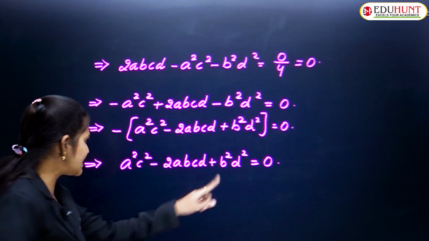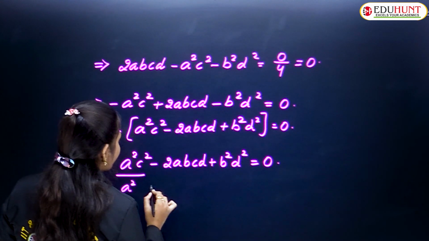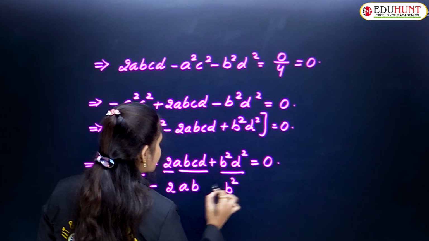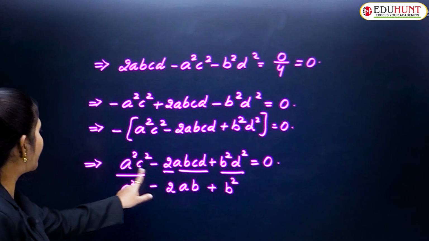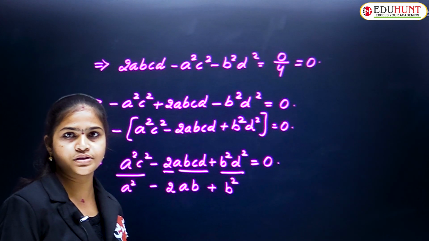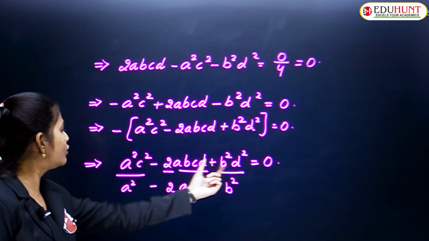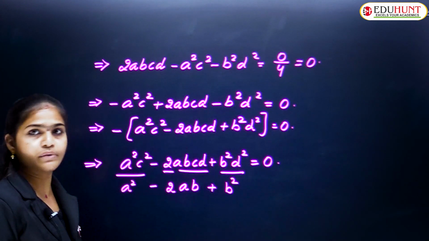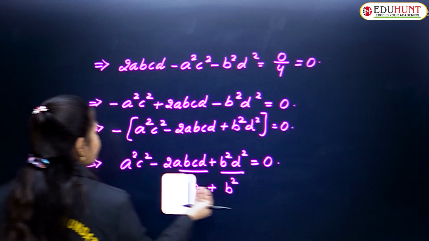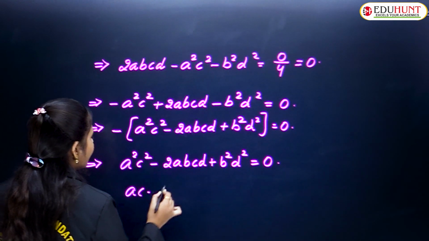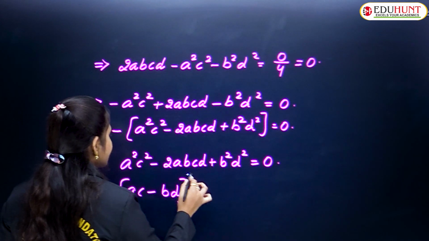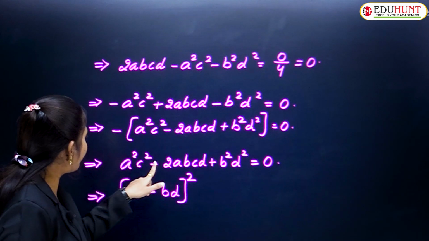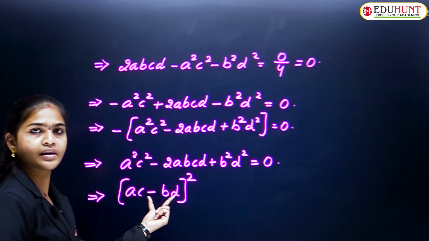So children, observe that this is in the form of a square minus 2ab plus b square. Same form only, no? A square minus 2ab plus b square form is there or not? So convert this one into the form of (a minus b) whole square. Here a is equal to ac and b is equal to bd. So we can write this as (ac minus bd) whole square. Yes or no? (ac) whole square, a square c square, plus b square d square minus 2abcd. Am I clear to you?